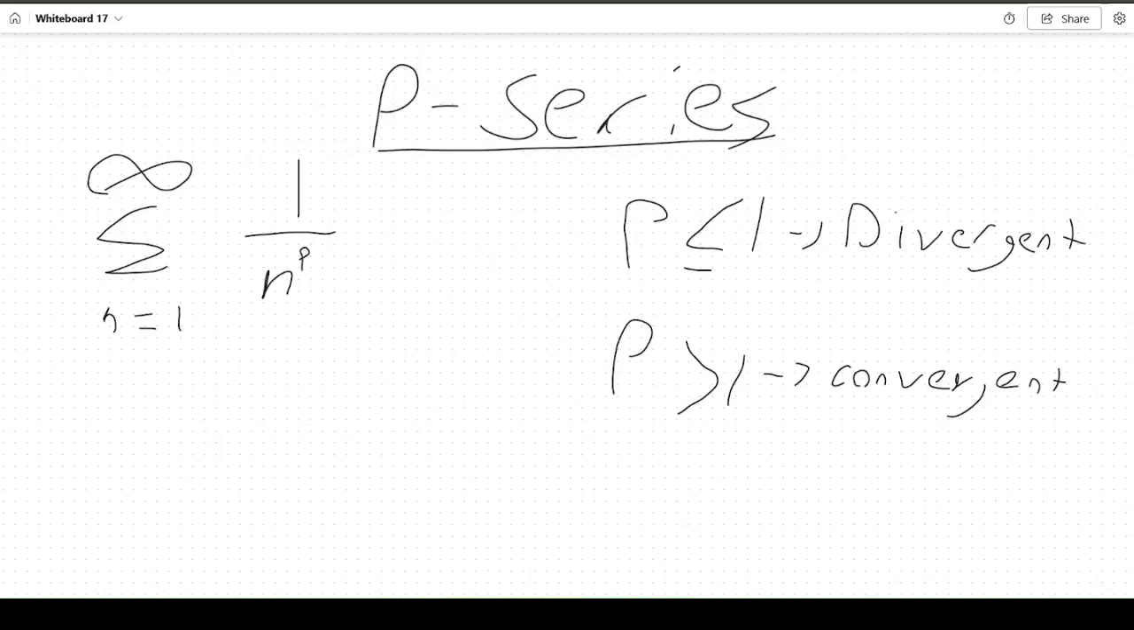Before we get into this, I want you all to understand what a P series is. Let's say we have a series, and in the denominator, we have a number with an exponent, that's P. If P is less than or equal to 1, then the whole series is divergent. But if P is greater than 1, then the series is convergent. That's something you will need to know for this topic.